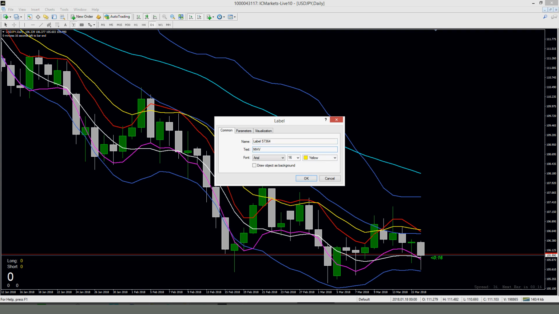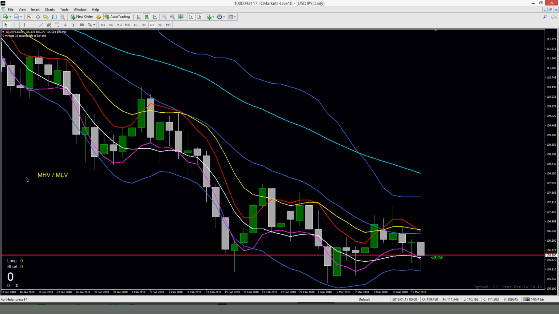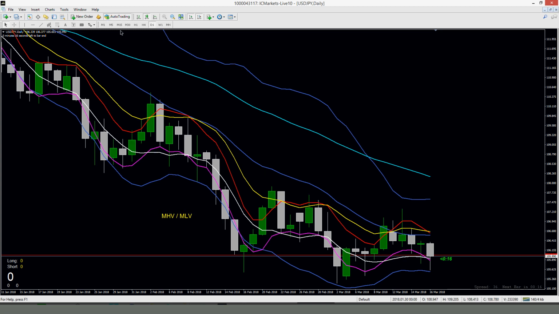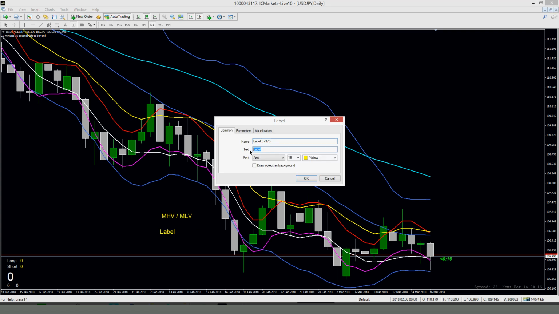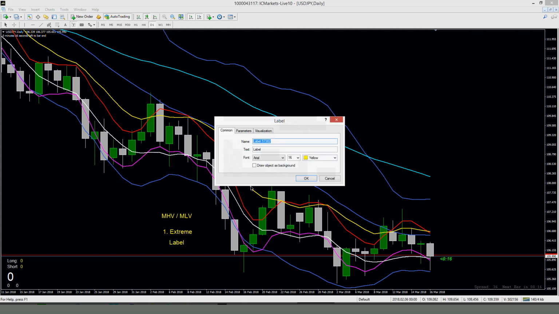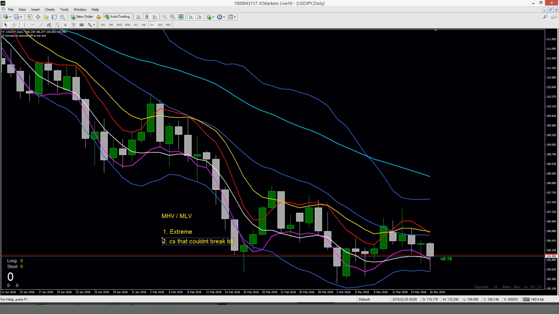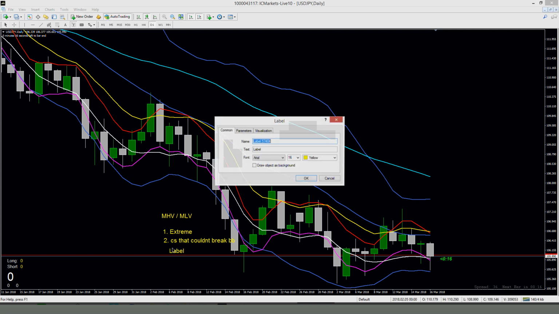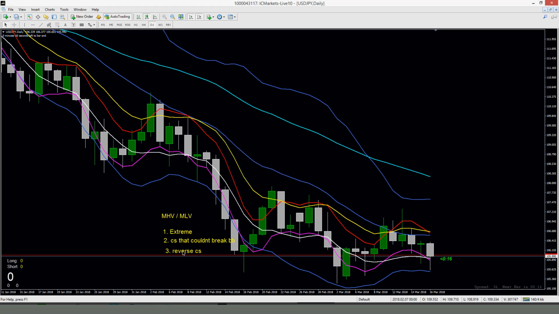Let me write this down. MHB or MLB. The MHB and MLB conditions: the first thing you need to understand is, one, you have to have an extreme. And two, you have to have a CS that couldn't break the BB. That is this candle over here. It couldn't manage to break the low BB. Soon after that, at the next candle, you have a reverse candle. So that's the third one.